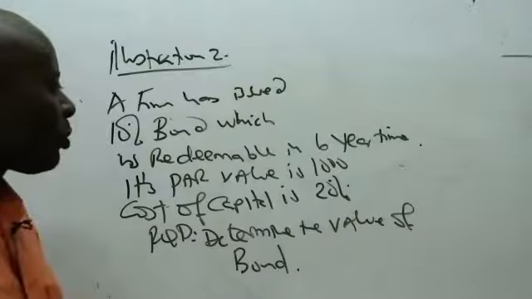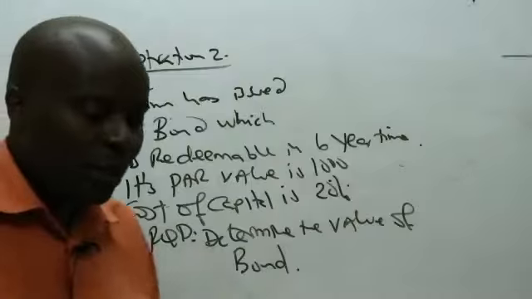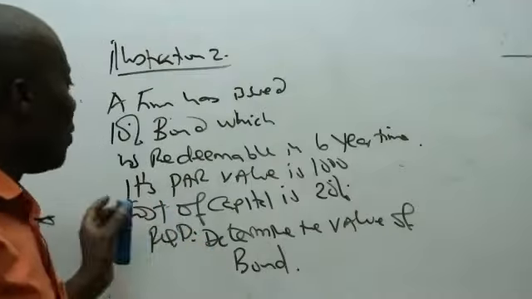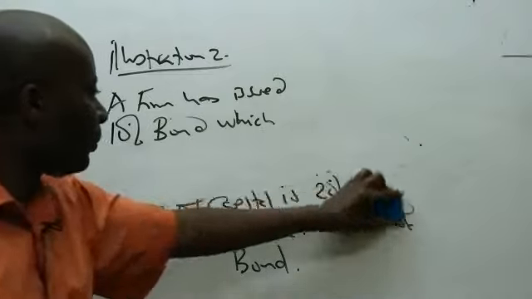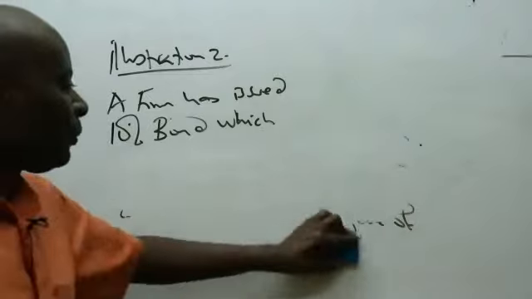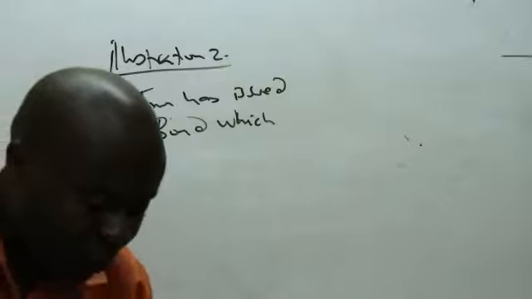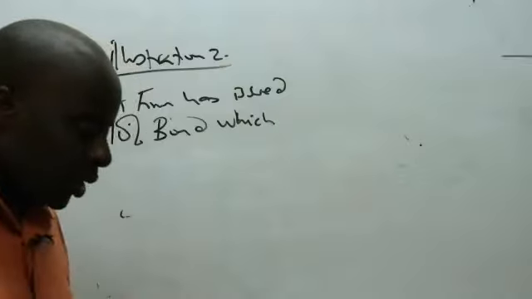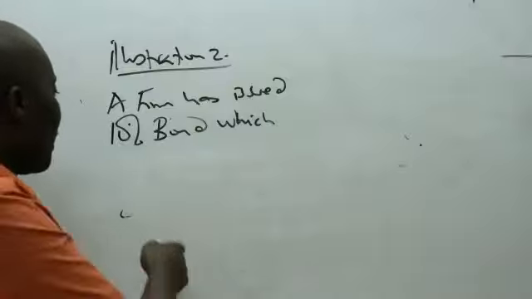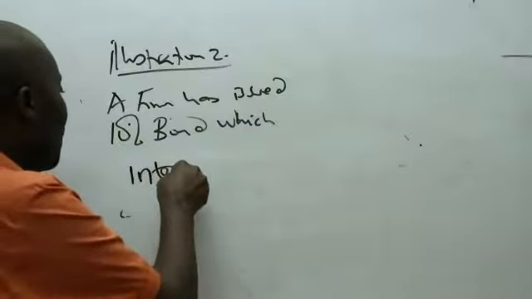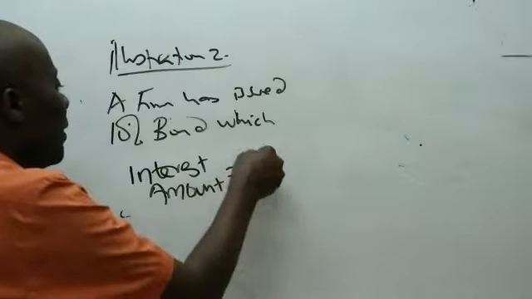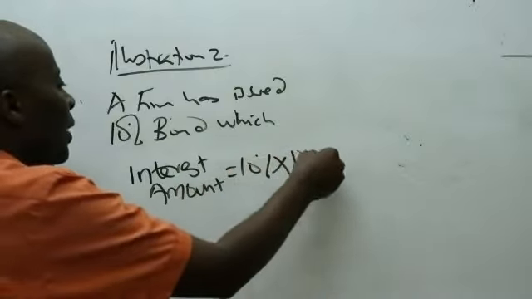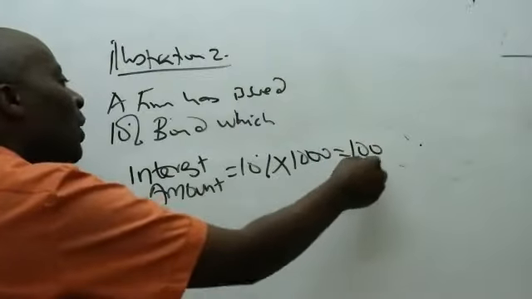that we have got two types of cash flows. Which cash flows are these? We have number one, the interest amount. So interest amount, what do we have? It is 10% of the par value, which is 1,000, which is 100 per annum.